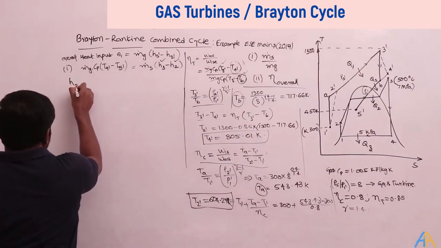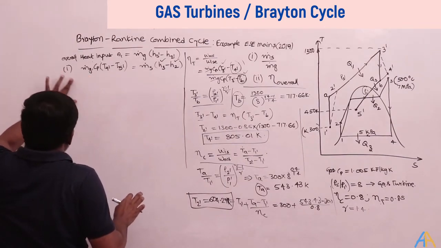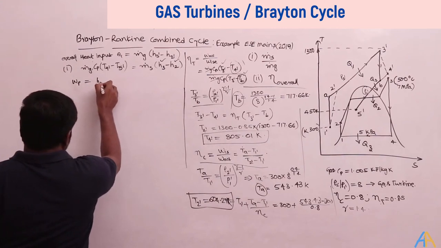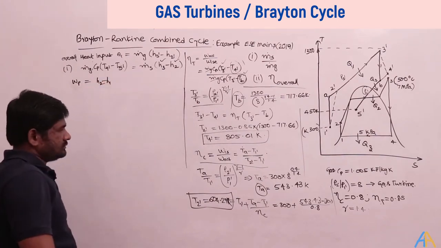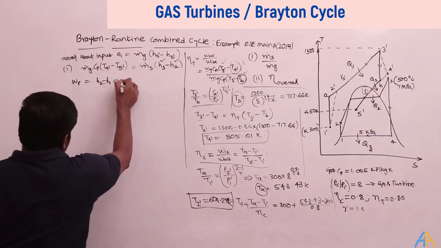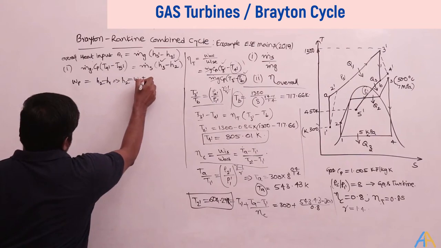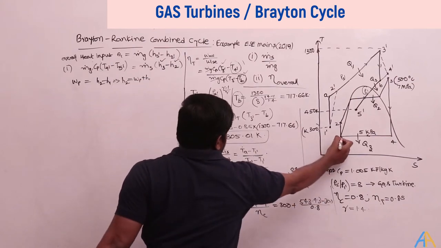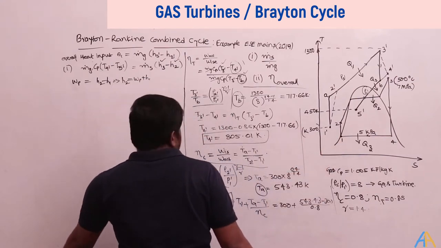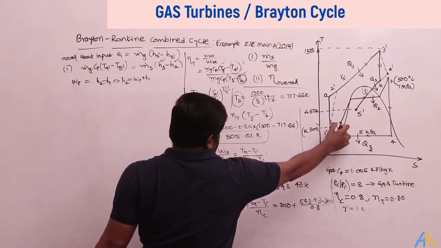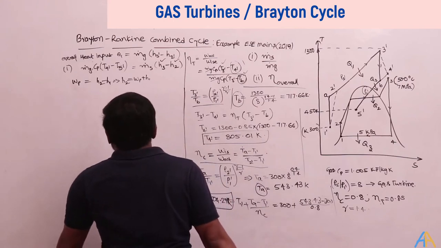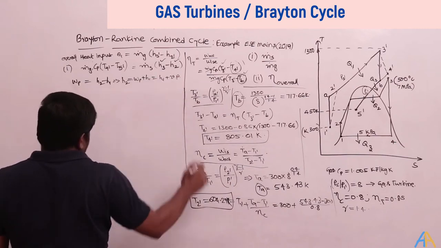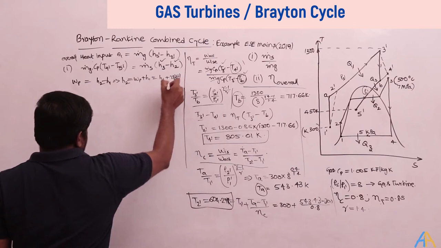See, here H2, otherwise I can write the pump work equal to H2 minus H1. Do you agree? So from this I can write H2 equal to WP plus H1. Can I find out H1? Yes, directly from the steam table. And WP I can always find out as specific volume into the pressure difference, v dp.